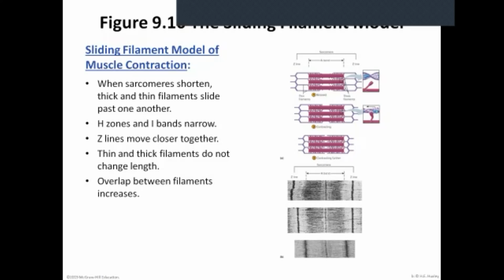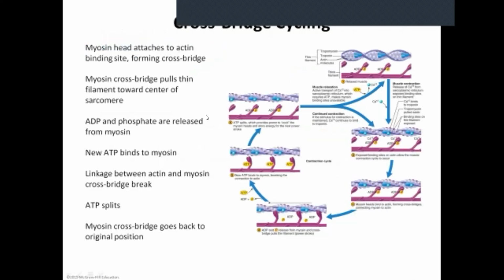that you'll see those Z lines move closer together, and the H zones and those I bands are going to narrow up. And the thick and thin filaments themselves, the actin and myosin, don't actually change in length, but everything is overlapping. So again, you're not actually changing the actin and myosin's length, you're more just seeing the overlapping take place.